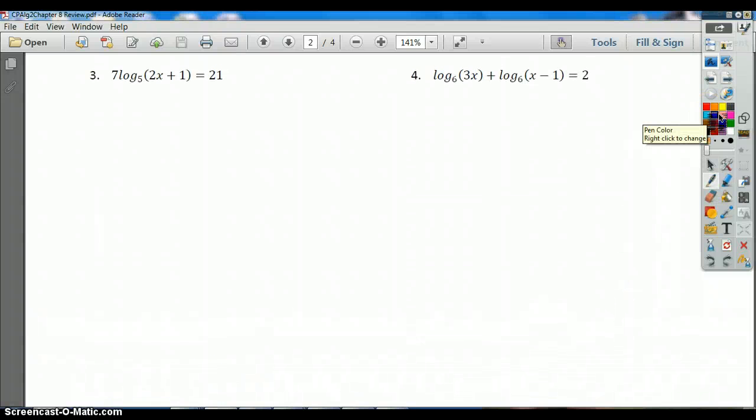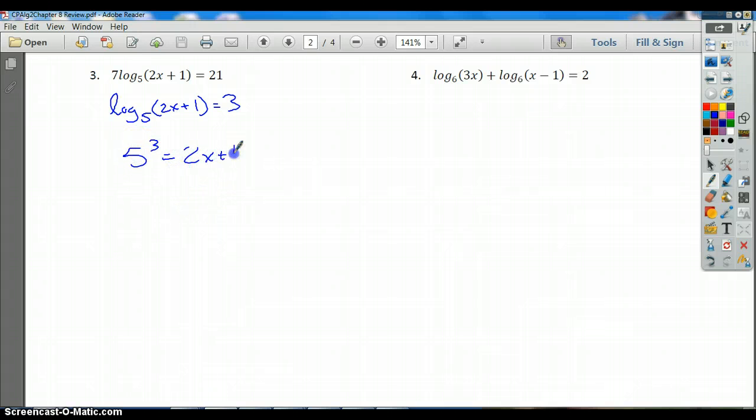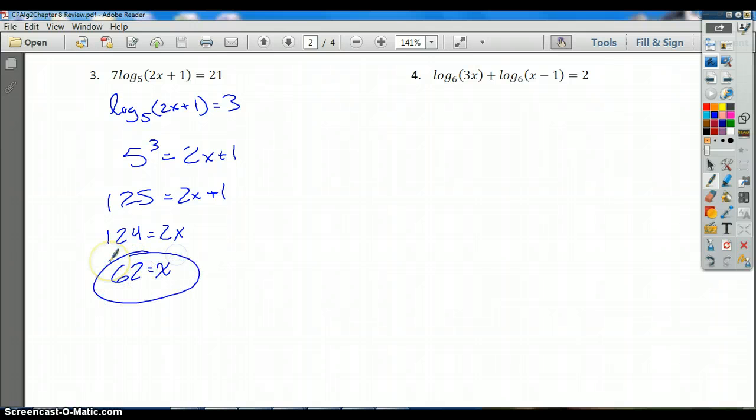Switch back to blue. So what I'm going to do here is basically divide 7 over. So I'm going to get log base 5 of 2x plus 1 equals 3. So 21 divided by 7 is 3. This is 5 to the 3rd equals 2x plus 1. 5 to the 3rd is 5 times 5 times 5, which is 125. And basically we have 124 equals 2x. So still, I don't require a calculator yet. Something tells me on the test you're going to want one.